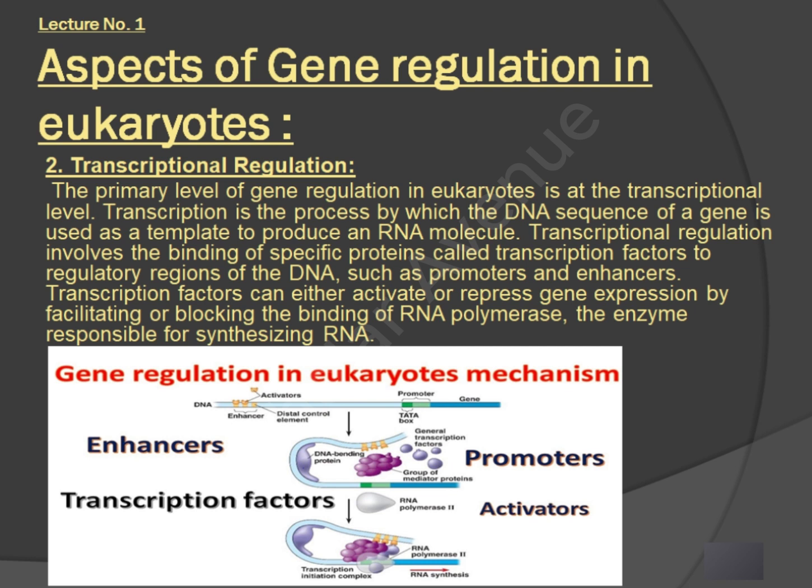Second is transcriptional regulation. The primary level of gene regulation in eukaryotes is at the transcriptional level. Transcription is the process by which the DNA sequence of a gene is used as a template to produce an RNA molecule. Transcriptional regulation involves the binding of specific proteins called transcription factors to regulatory regions of the DNA, such as promoters and enhancers. Transcription factors can either activate or repress gene expression by facilitating or blocking the binding of RNA polymerase, the enzyme responsible for synthesizing RNA.